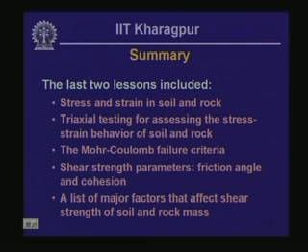Let me summarize this particular lesson as well as the last one. We looked at the characteristics of stress strain behavior of soil and rock, looked at triaxial testing and how we can assess the shear stress strain behavior of soil and rock, then how we can obtain Mohr Coulomb failure parameters associated with Mohr Coulomb failure criteria from conducting triaxial tests, and we looked at a list of major factors that affect shear strength of soil and rock mass.